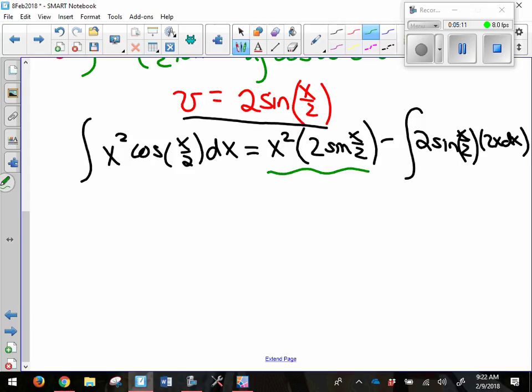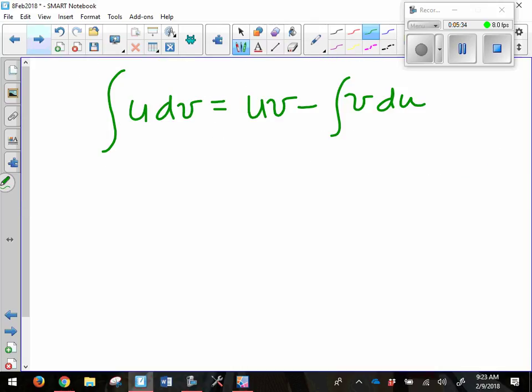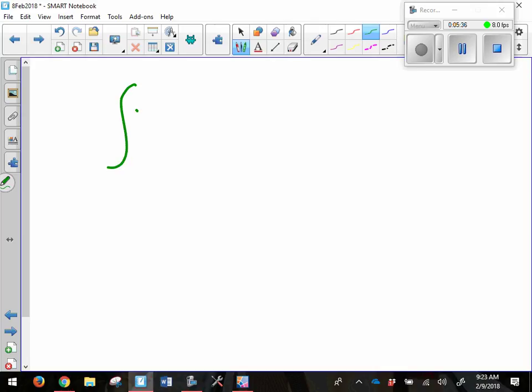So this part's cool. No integral, nothing I've got to worry about. But I'm going to need to evaluate this integral. Let's write that integral down again, shall we? So it's going to be the integral of 4x sine x over 2 dx. Is that correct? Did I copy it right? Because I'm remembering it in my head.